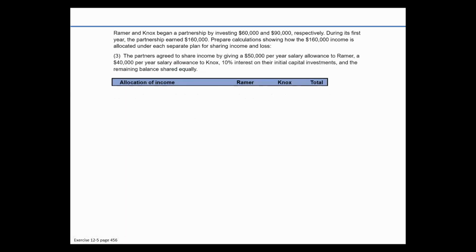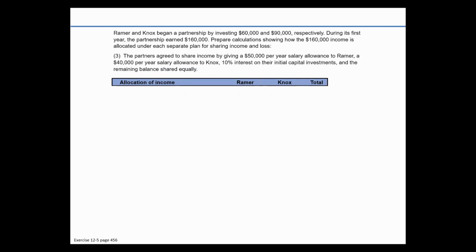Now, another way that you could do this, and this gets a little bit more complicated, is if the partners agreed to share income by giving each of them a salary, but it's going to be a little bit different.